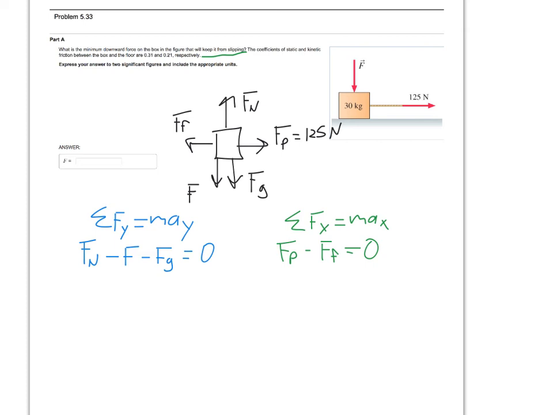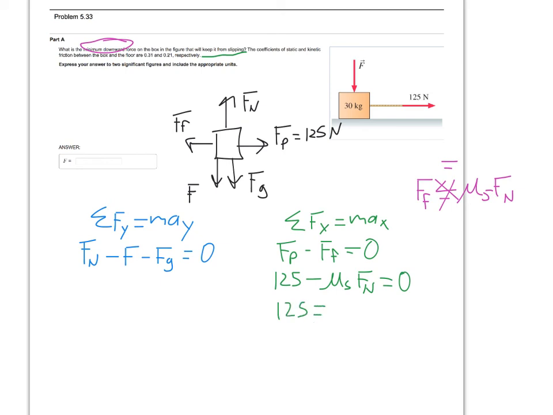Since we want to keep it from moving, that is going to be a static situation. So in that case, force of friction is less than or equal to mu times my normal force. And since it's the minimum downward force, that means we're going to need to use all of my force of friction. So it's not a less than or equal to in this case, it's simply equal to. So working with my x equation, Fp, which is 125, minus mu s times my normal force must be equal to 0.